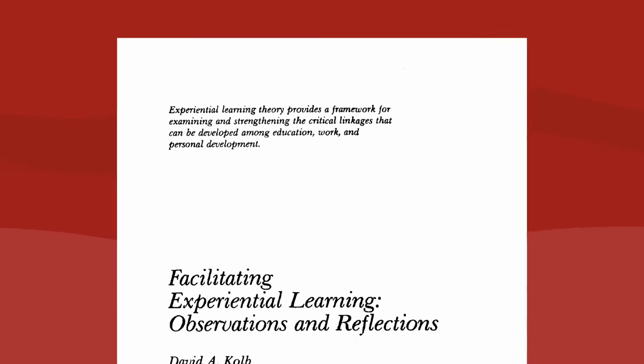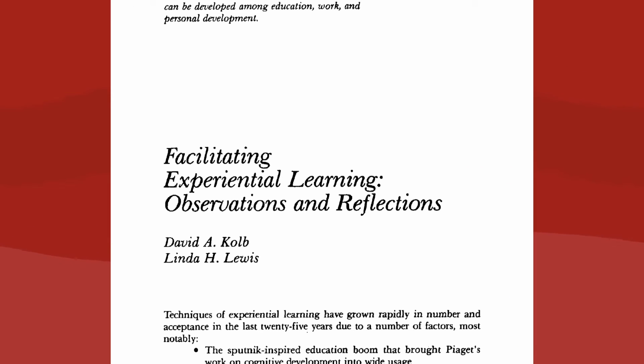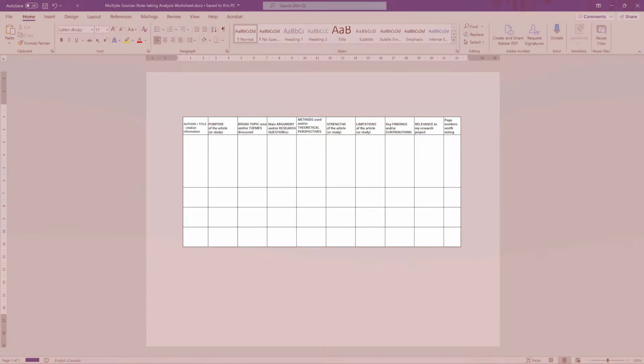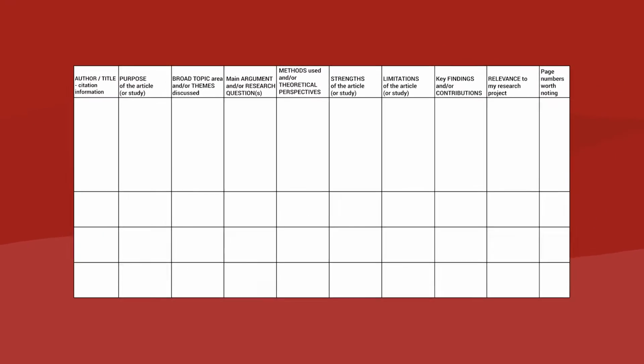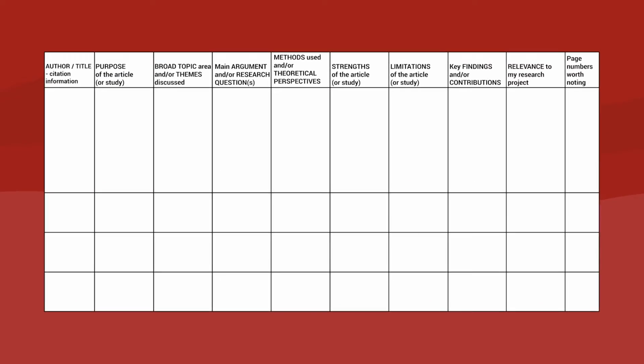For this video, I'm going to use a chapter titled Facilitating Experiential Learning Observations and Reflections by David Kolb and Linda Lewis. Starting with the table, it is in Microsoft Word, with the first row being the titles of columns for information you want to track when reviewing sources. In the example I'm using, we are tracking the following information in 10 columns.